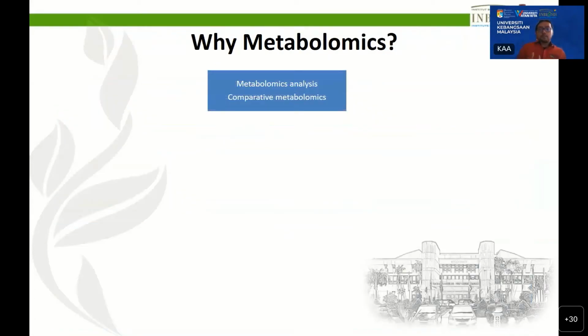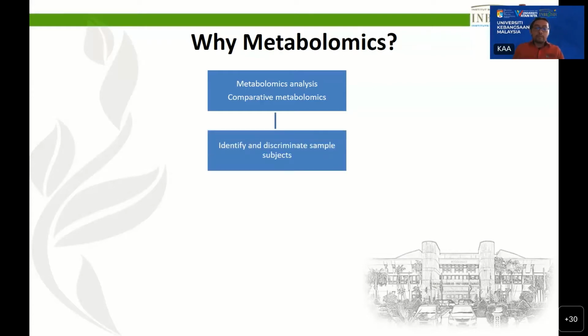Now, why metabolomics? When we talk about metabolomics analysis, what we want to do is not just profiling, getting what the chemicals or metabolites are inside this biological system. We want to do comparative metabolomics, whereby we compare between two conditions, for example, so that we can capture these so-called biomarkers that we can use to improve the quality of the biological system we are studying. So from there, we can use metabolomics to identify and discriminate samples or subjects accordingly, right?